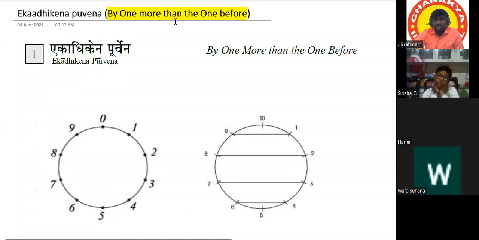See, this is the 10-point circle. In Vedic Maths, we call it a 10-point circle. I took one circle. There are 10 points starting from 0 to 9. Generally, how many numbers are there in mathematics? There are infinite, uncountable numbers in mathematics. But how many digits are there in mathematics? There are only 10 digits in mathematics. What are those 10 digits?